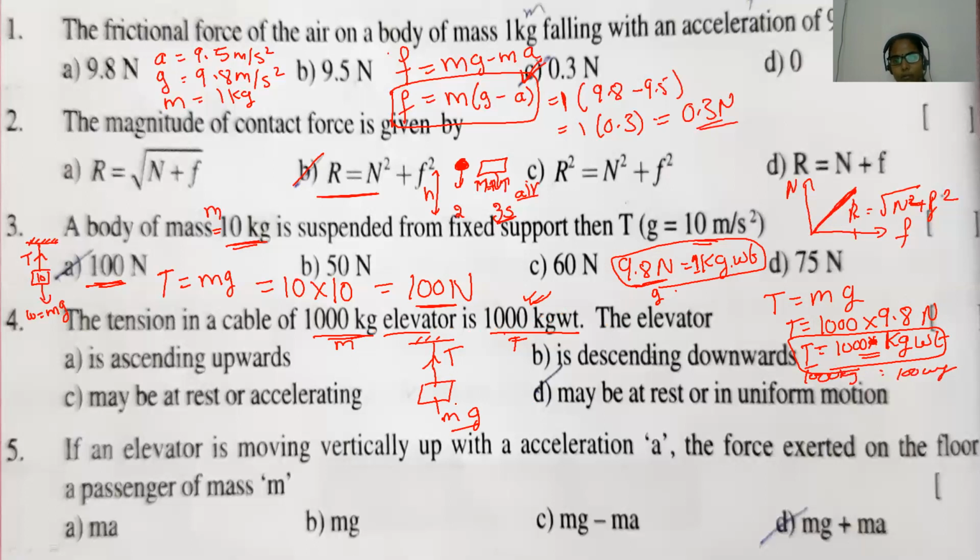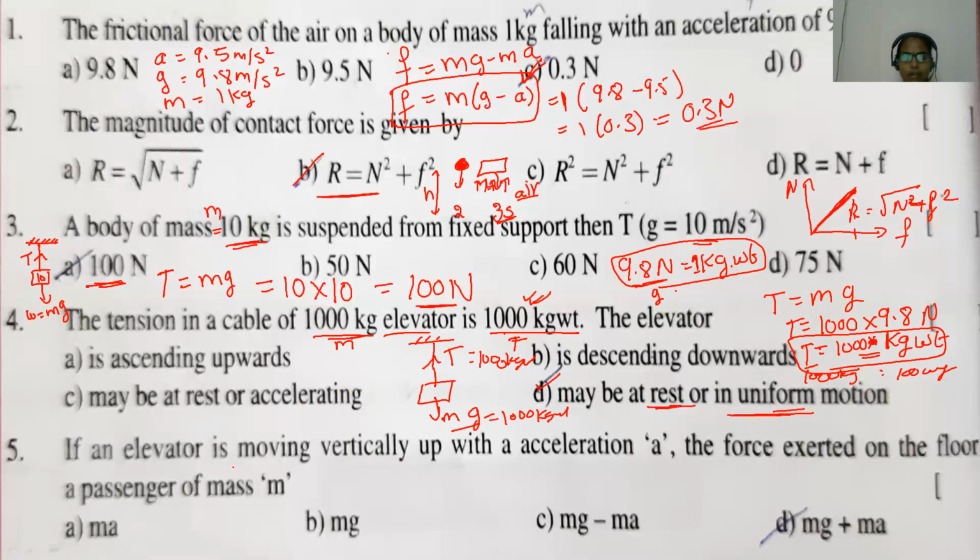That means the upward force and downward force are both equal. This is what we got by calculation also, 1000 kg weight. So both are equal, so the body will be at rest, or it will move with uniform motion. Understood, children? So option D: when both forces are equal, the body will be at rest or in uniform motion. Yes. Next question.